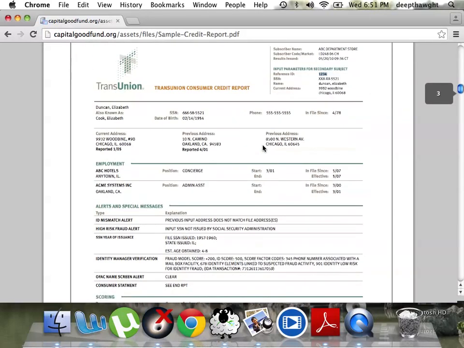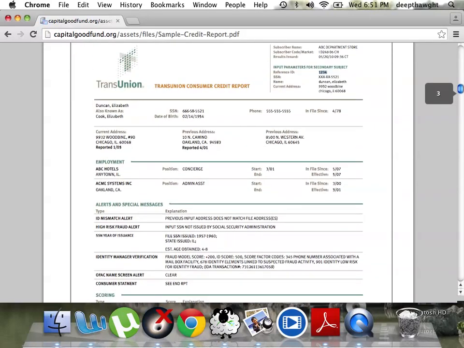Now, let's go to this top section here. At the top, it has your name, known as all your different alias names and things like that. And it has your social security number and date of birth. As I said, this is just a sample. Phone number and in file since 1978. So what that means is they've been reporting information on Elizabeth Duncan, which is the name, or Elizabeth Cook, since 1978, since April 1978, in the file since.